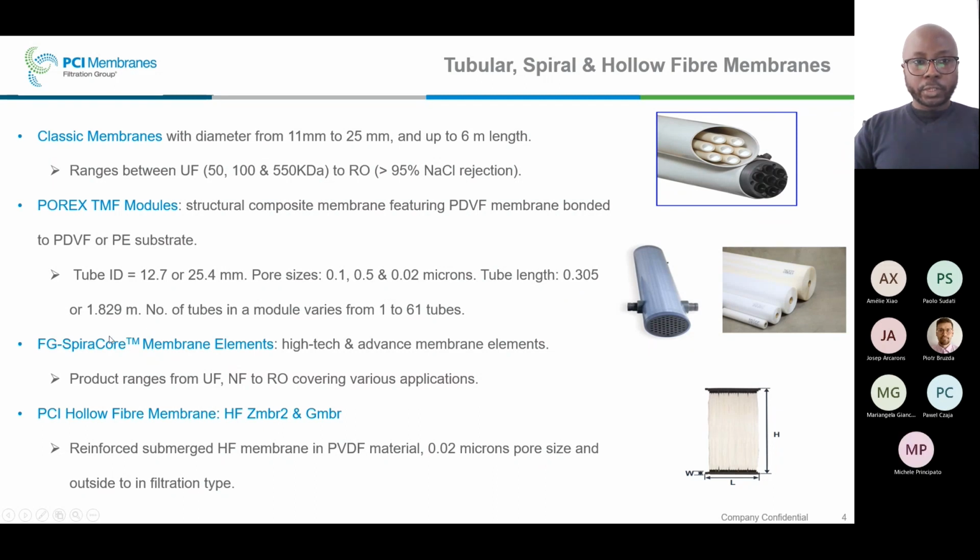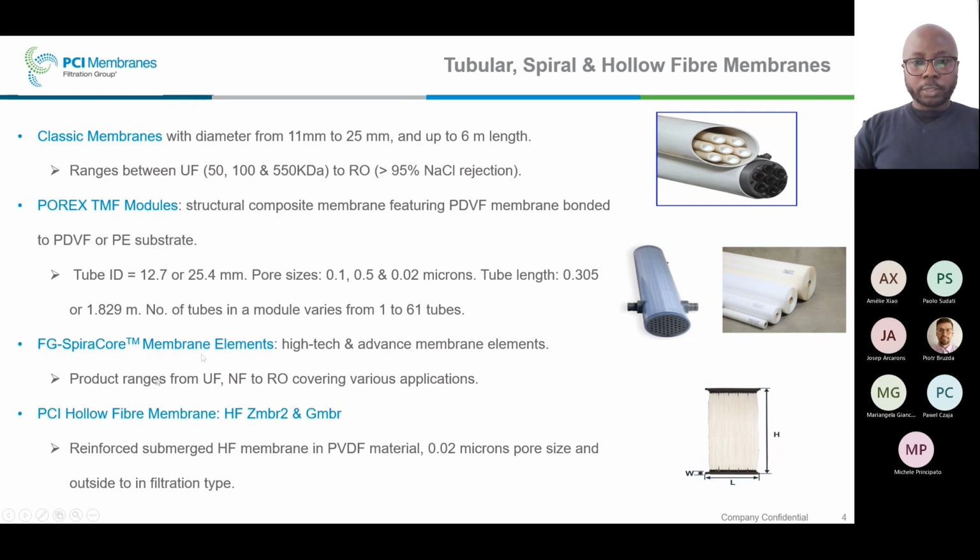Then another product available from the PCI portfolio is the FG spiral core membrane element. We have a number of options ranging between ultrafiltration to nanofiltration to reverse osmosis. And these membranes are being built with high-tech membrane technology, which obviously helps to have a spiral core element which is able to withstand some operating conditions that are not familiar to other competitors out there.